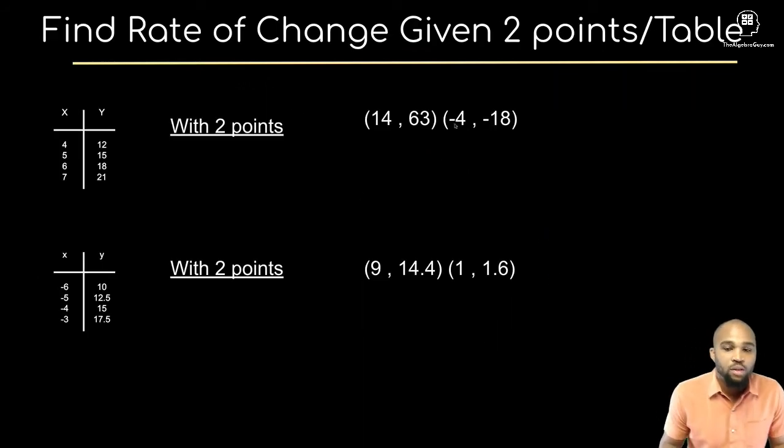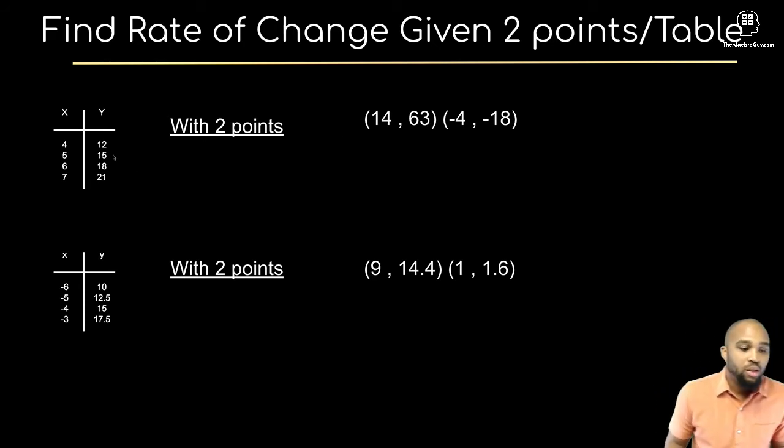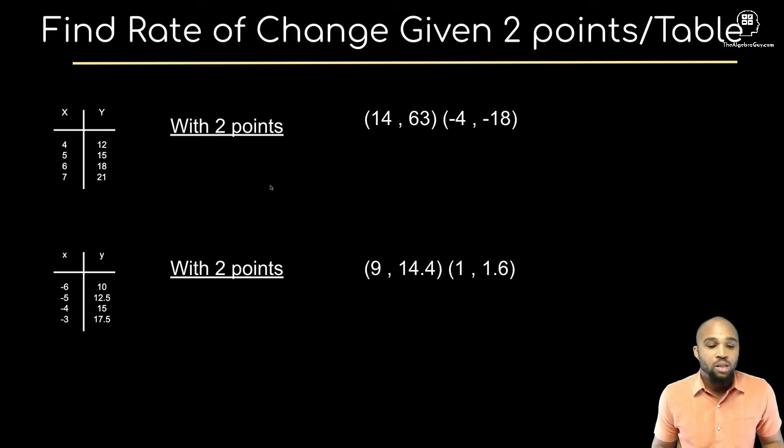Now, find the rate of change if you got 2 points on the table. Now, we've already done 2 points, so it should be pretty easy. And we've done the table. But to make sure we've done it explicitly, let's go ahead and work these. I will pause it here and see if you can work through these yourself.